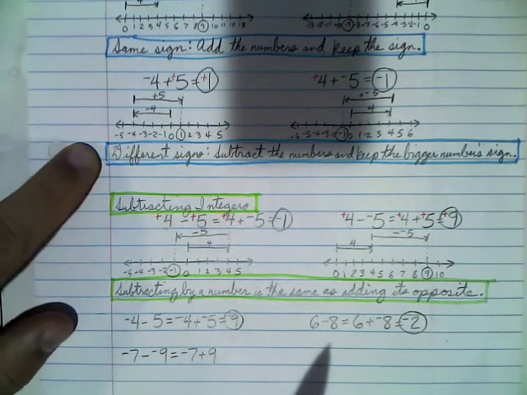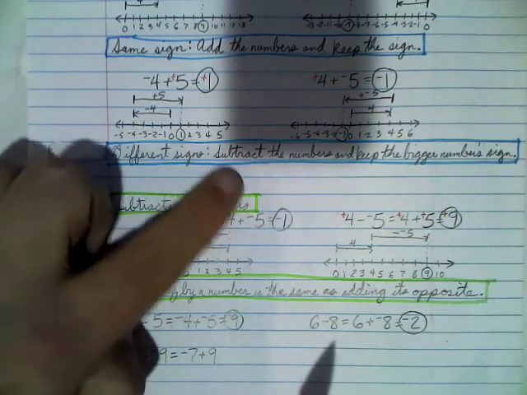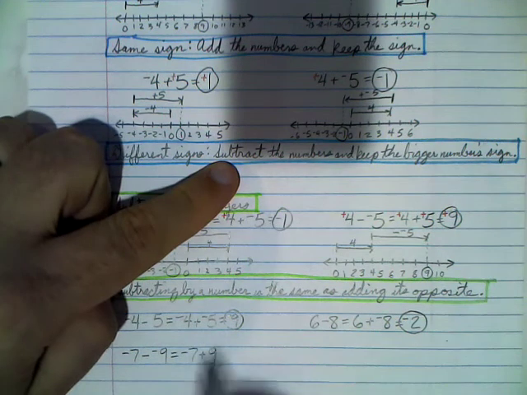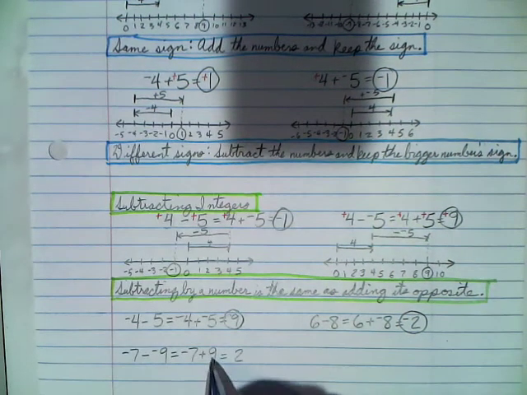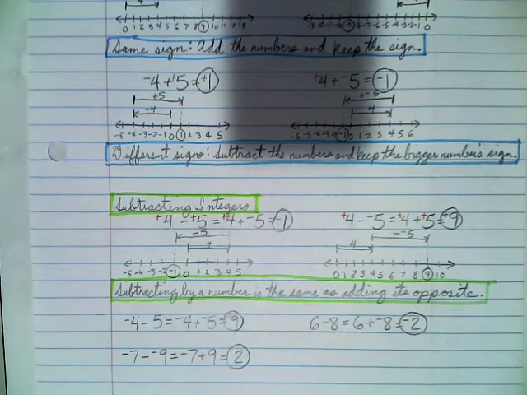Well, once again, we have different signs. So that means we're going to subtract our numbers. 9 minus 7 is 2, and keep the bigger number's sign. But the bigger number this time was the positive 9, so this will be a positive 2.